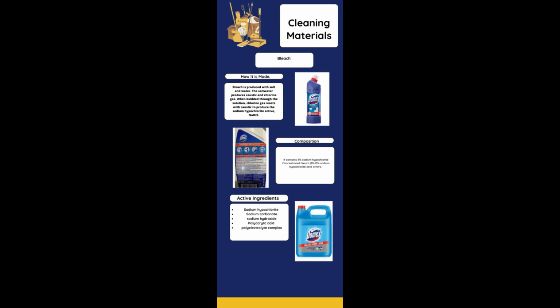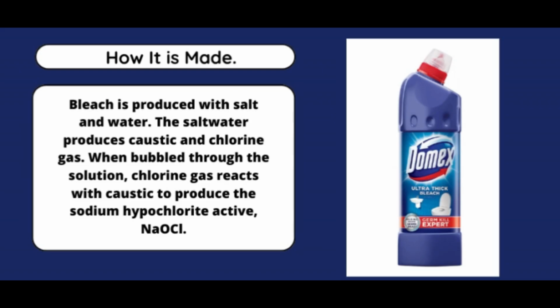Now let's go to bleach. Bleach is produced with salt and water. The electrolysis of the salt water would produce caustic and chlorine gas. When bubbled through the solution, chlorine gas reacts with caustic to produce sodium hypochlorite.